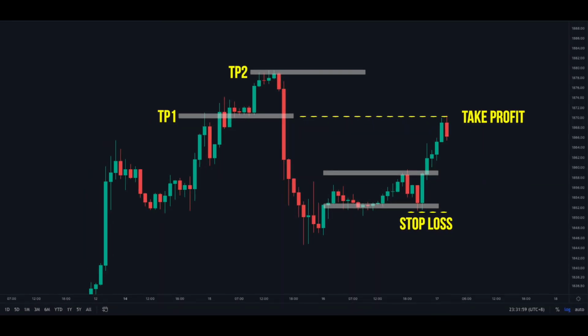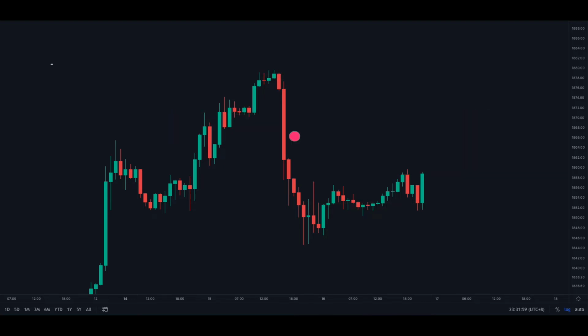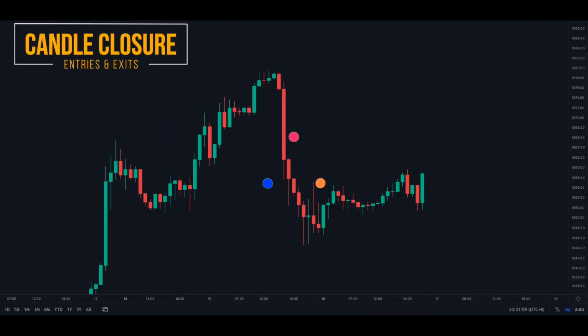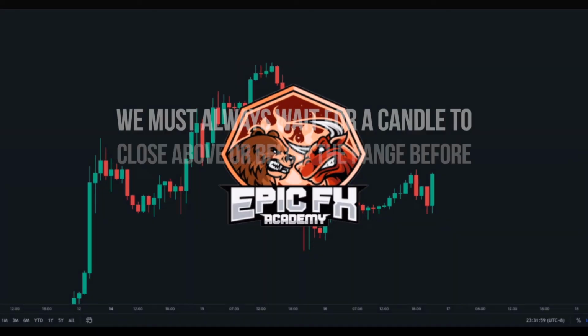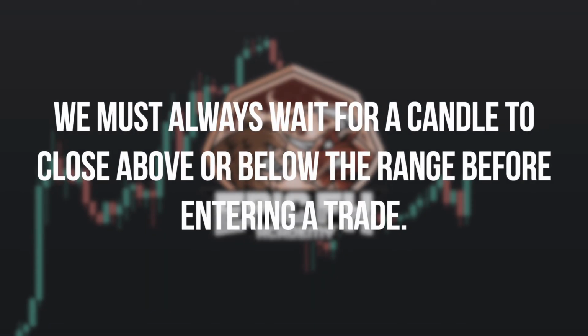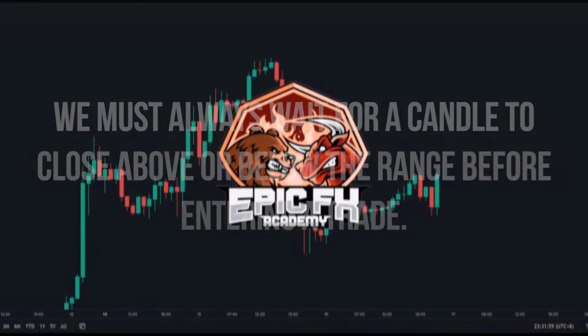Now let's look at what type of candles will prompt us to enter a trade and dive into more details on how we would enter this trade in the live market. There's one type of candle that will prompt us to enter a trade. A candle close confirmation, meaning the candle was able to close above or below the range. We must always wait for a candle to close above or below the range before entering a trade.